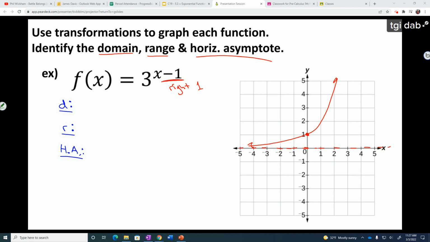And then, so let's graph our new function. All we're going to do is move this 1 point right 1. The asymptote, moving it right 1 doesn't really do anything, right? The asymptote is still there. So it's just going to be the same function, just shifted right 1. Domain is still the same, just do all reals. The range, it only shifts up or down, so the range will stay 0 to infinity. And the horizontal asymptote didn't move, so it stays at y equals 0.